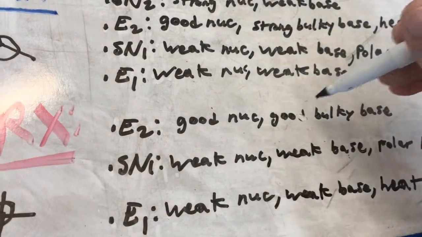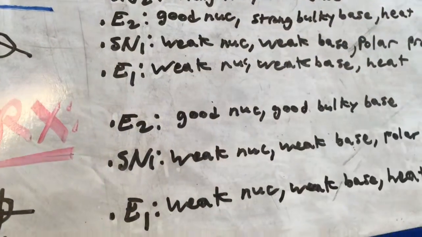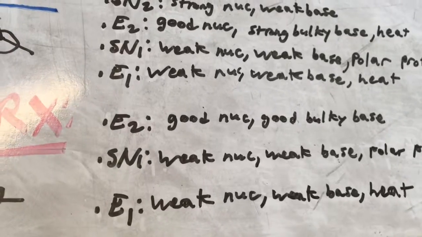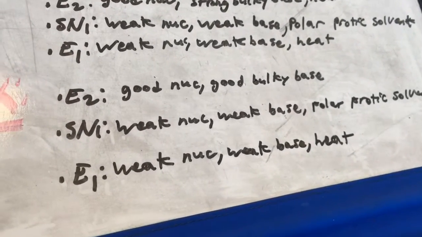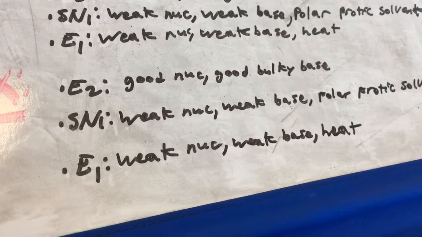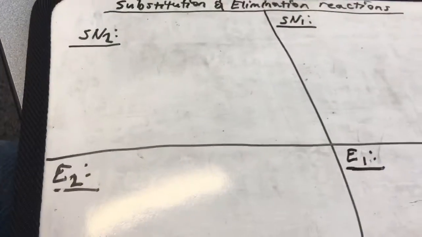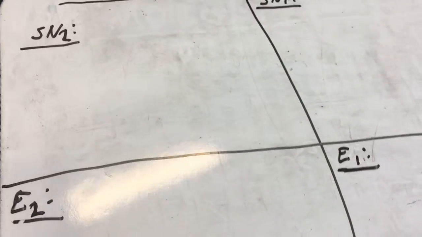Tertiary alkyl halide: E2, SN1, and E1. We see the same things again, with E2 needing a good nucleophile and a good bulky base. SN1 is a weak nucleophile, weak base, and polar protic. E1 is weak, weak, and heat. And now it's time to go over the steps for these.